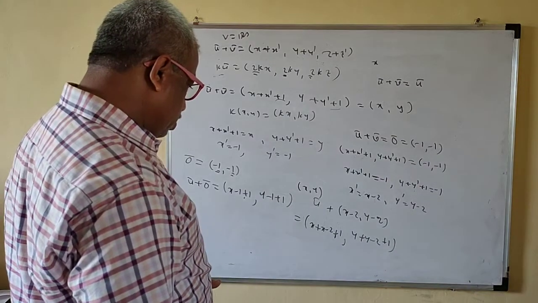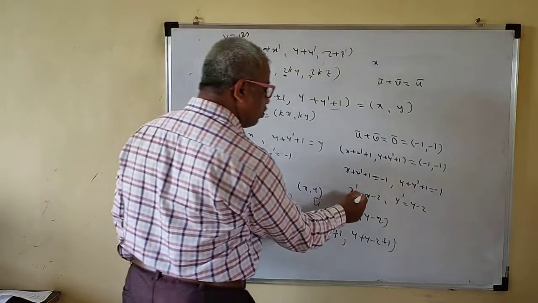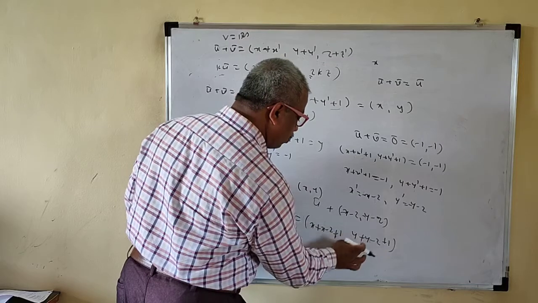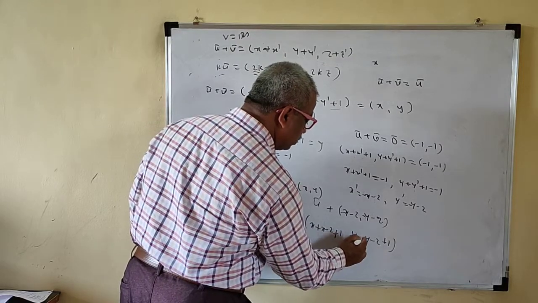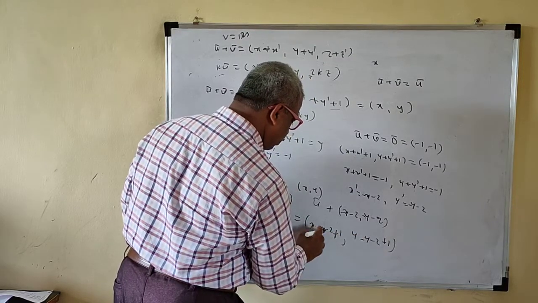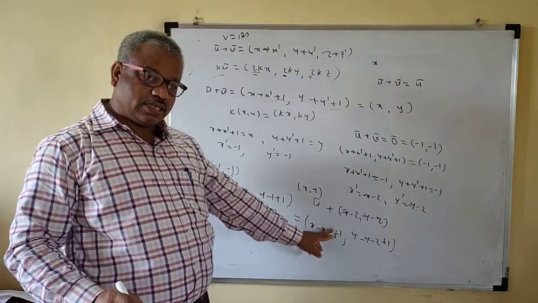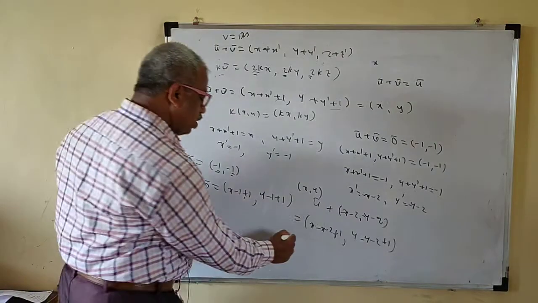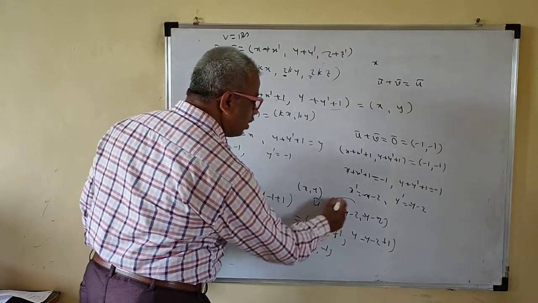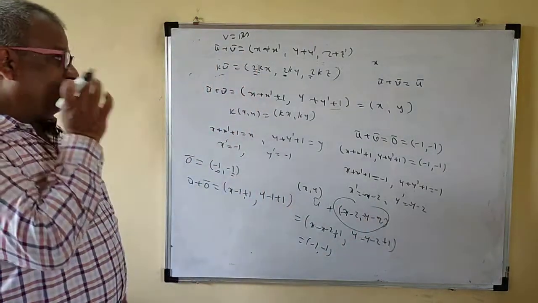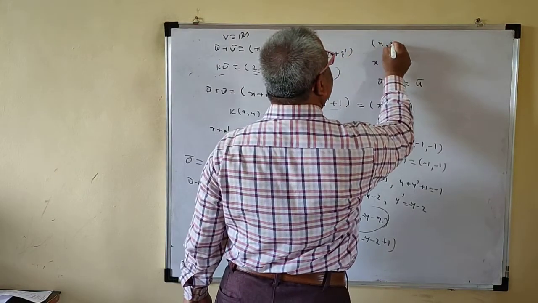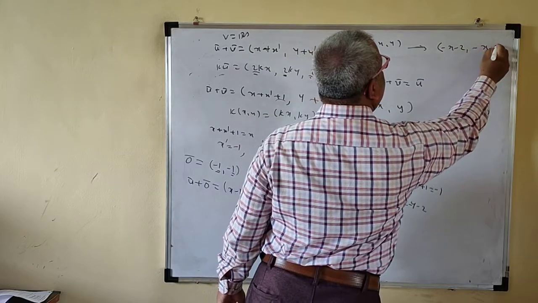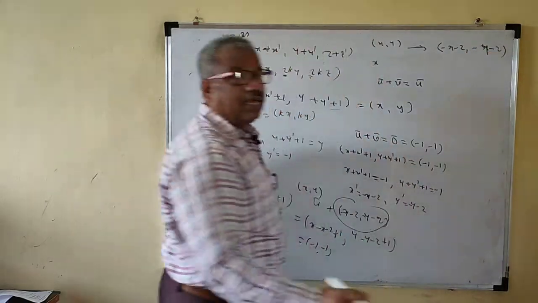So you want minus 1. Okay, your x gets cancelled. Minus 2 plus 1 is minus 1. Minus 2 plus 1 is minus 1. So this is minus 1. So that means this is your negative vector. So if x, y is the vector, then its negative vector is minus x minus 2, minus y minus 2.